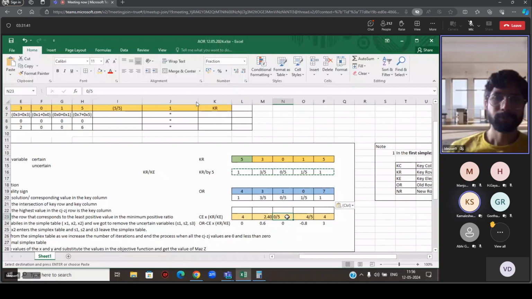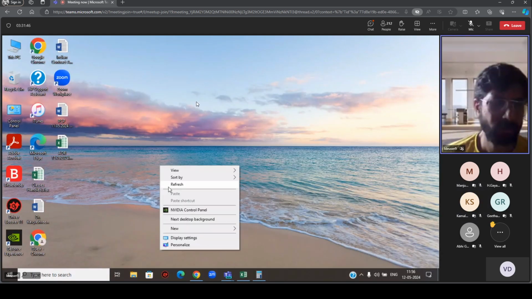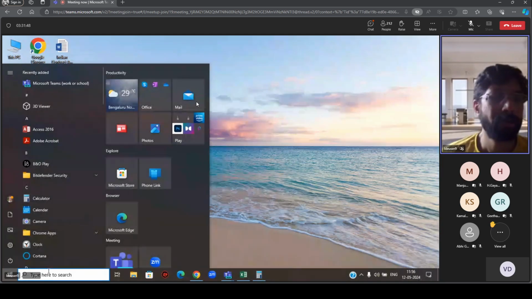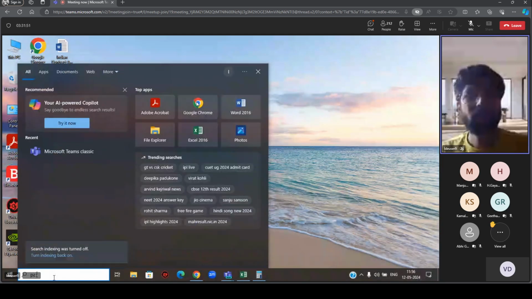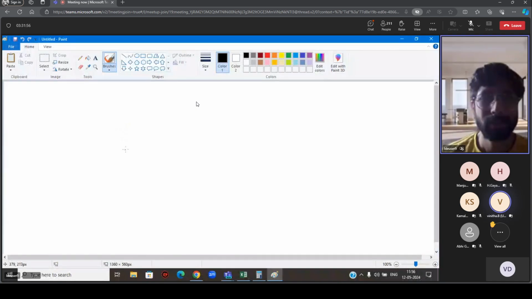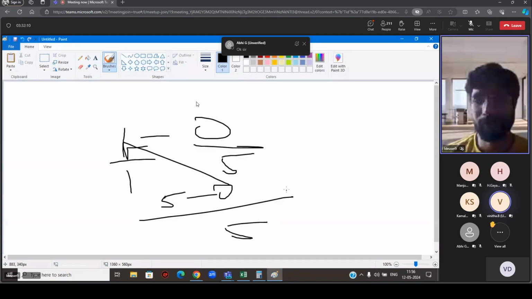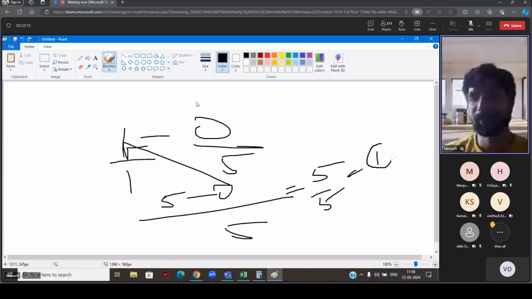Sir, 1. Okay, minus 0 by 5, 1 then. Or maybe you can do it like this. Paint. Okay. So what you can do is 1 minus 0 divided by 5. If the LCM is 5, so 5 into 1 is 5, minus 0 divided by 5. So that will be 5 divided by 5. So that will be 1. That is the answer. Okay.